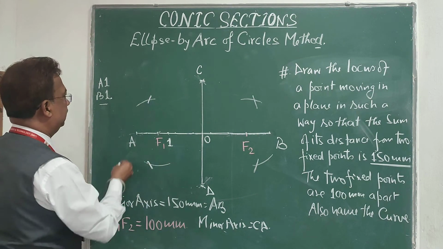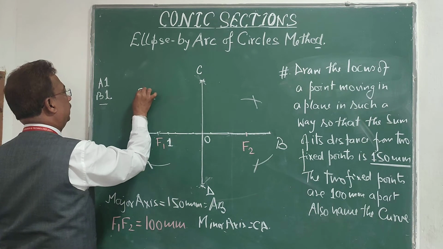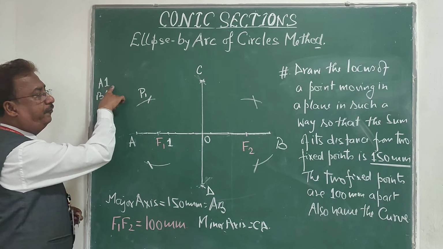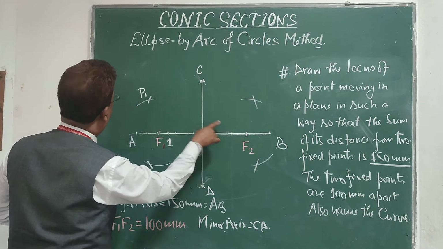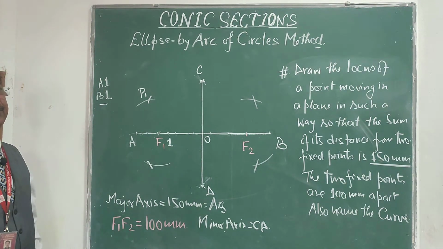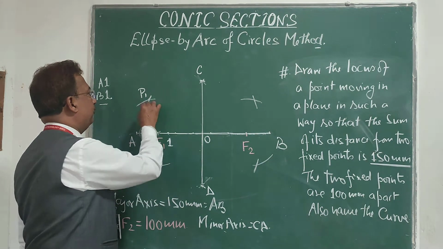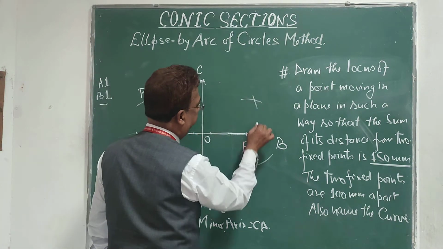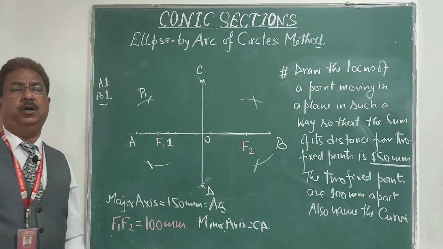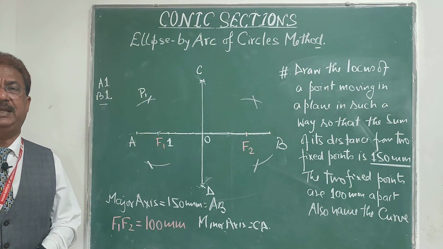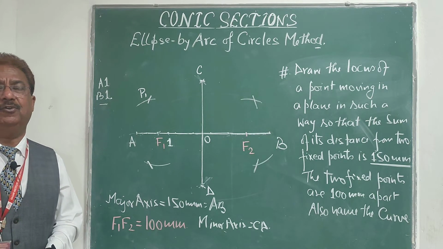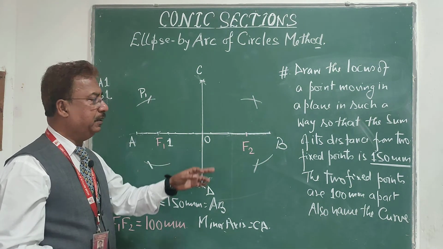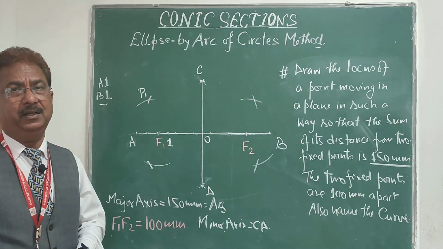Now look at this point, suppose this point will be P1. The distance of P1 from F1 is A1, and the distance of P1 from F2 is B1. And A1 plus B1 equals AB, it means that it is one of the points on the curve. If that is P1, then this is also P1, this is also P1, and this is also P1, and all the 4 points will be at the same distance, that is A1 plus B1, from F1 and F2. So these 4 points are points of the ellipse, the elliptical curve.